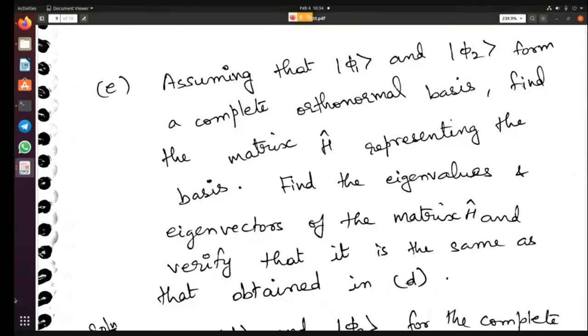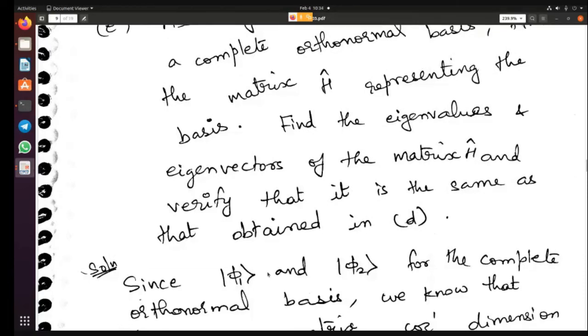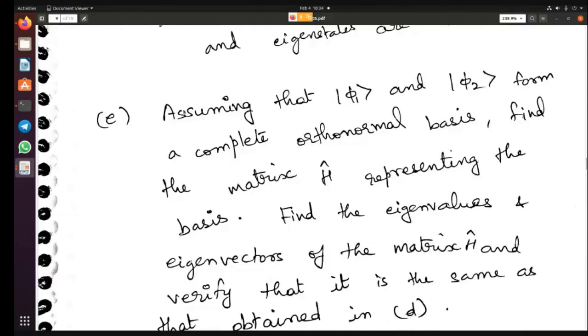Okay. The next question is, assuming that phi 1 and phi 2 form a complete orthonormal basis, find the matrix H representing the basis. And then find the eigenvalues and eigenvectors of the matrix and verify that it is the same as that obtained in D. So, assuming that phi 1 and phi 2 form a complete orthonormal basis, find the matrix H.